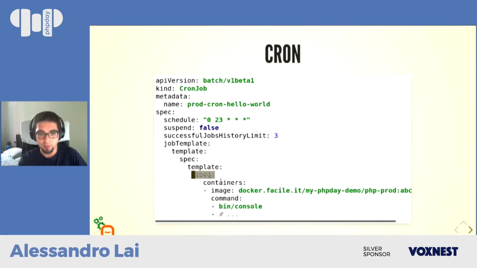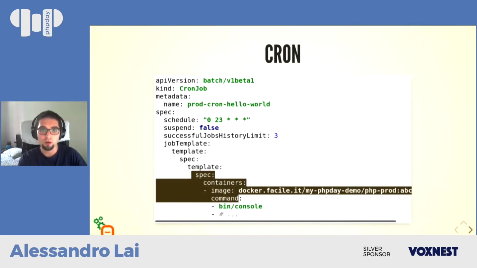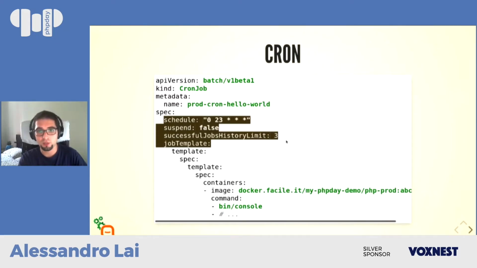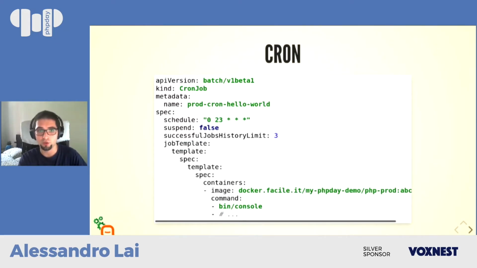So you still have a spec that describes a pod. Only two differences. You have obviously different rules. So you have a schedule that, well, it's the same as the crontab. You have suspend, that it's basically the same as commenting out the cron in the crontab with the hash. And how many pods you want to retain after a successful or a failure in the execution of the pod.